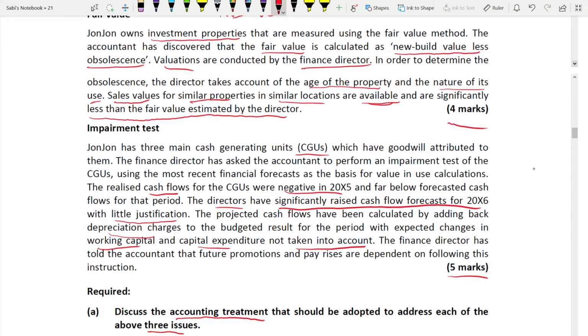Then the finance director has told the accountant that future promotions and pay rises are dependent on following these instructions. So they very clearly know that their instructions are wrong, and still they are telling them to follow it. So this is an ethical issue. It's like he's threatening the accountant that if you don't do as I say, you will not get the promotions and your pay will not rise.